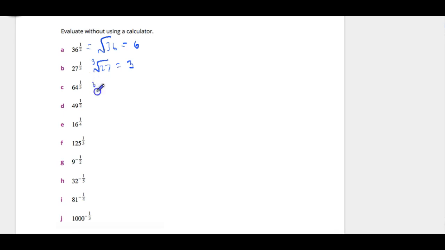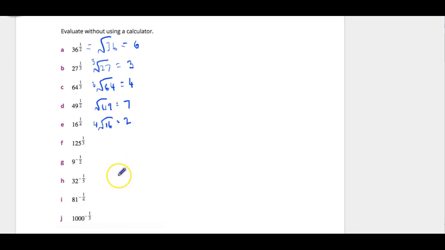Cube root of 64. What number multiplied by itself 3 times gives you 64? It's 4. So 4 times 4 is 16, 16 times 4 is 64. What have we got now? Square root of 49. 7. The 4th root of 16 is 2.